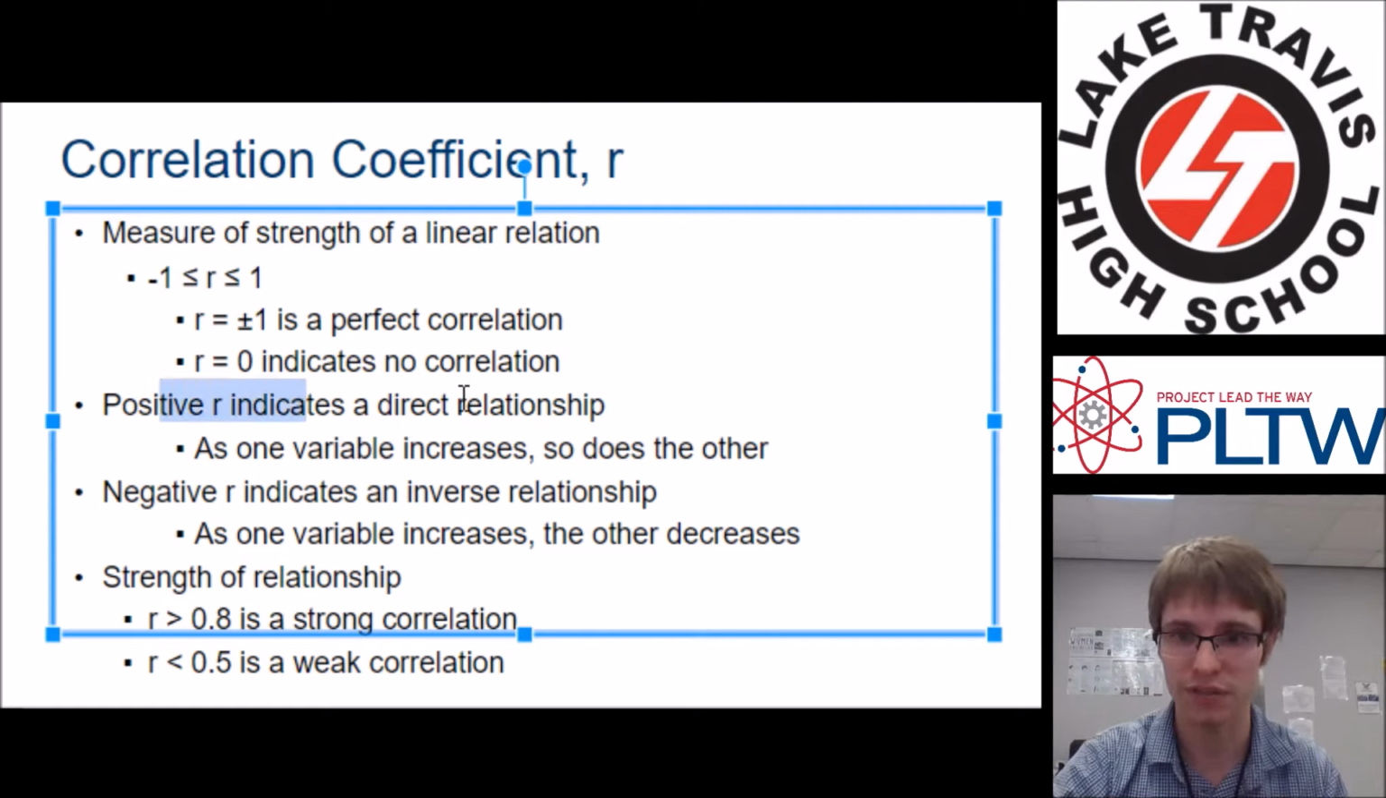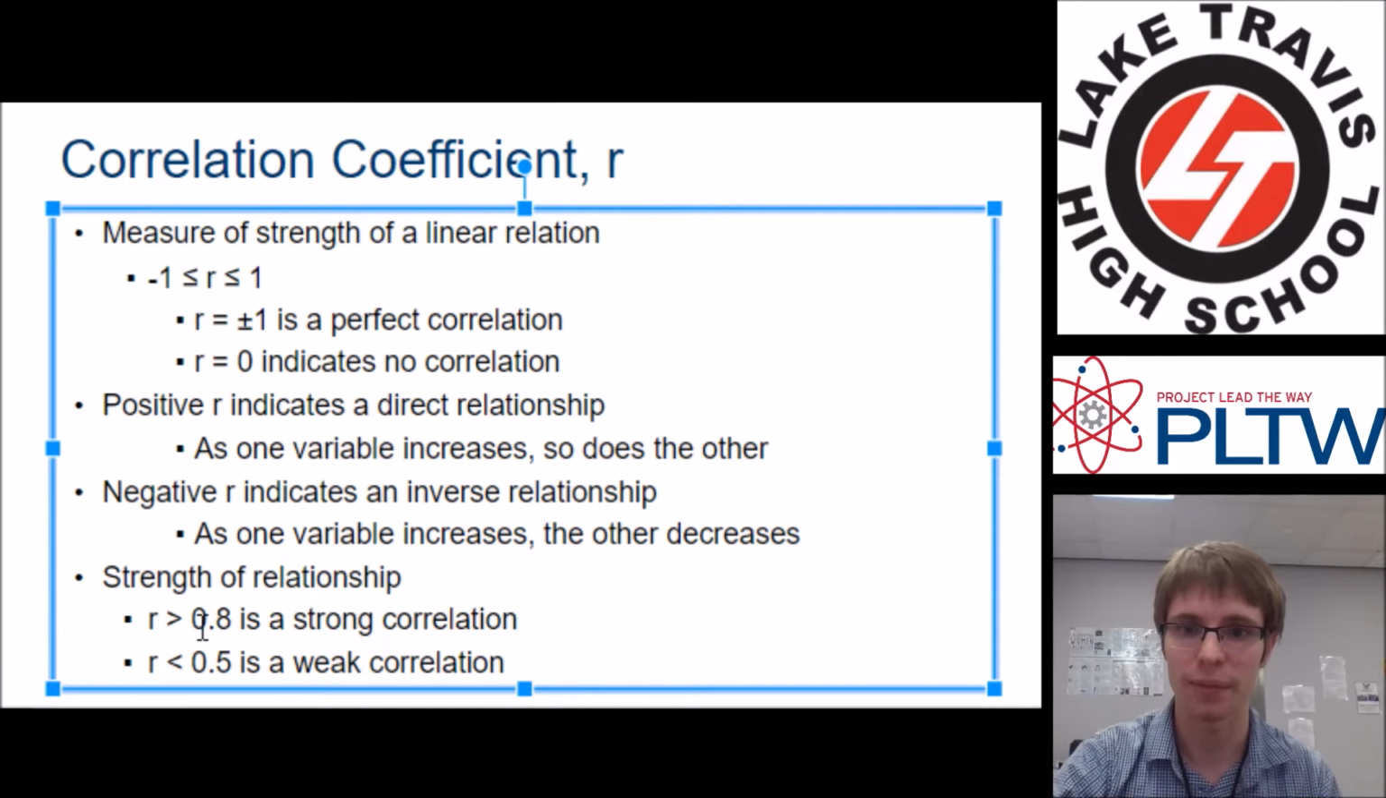Okay, like I said, positive is a direct or positive correlation. Negative is an inverse relationship or a negative correlation. And then here's the strength. Normally, this is how we talk about it here. Greater than 0.8 is strong correlation. Less than 0.5 is a weak correlation.